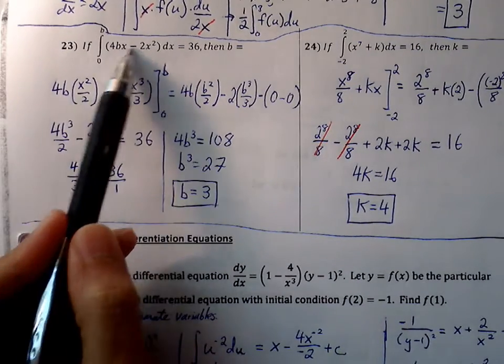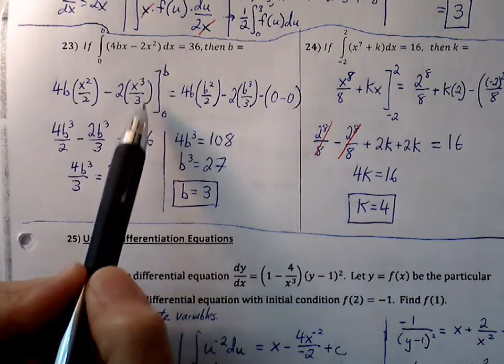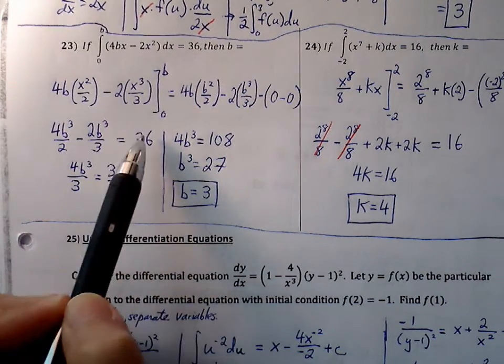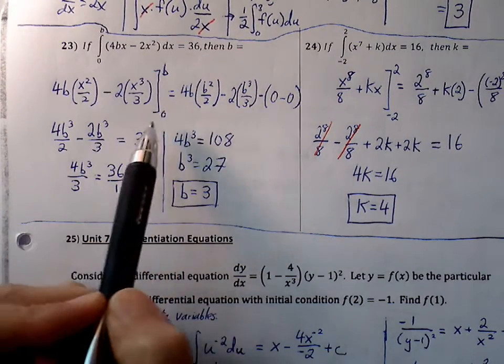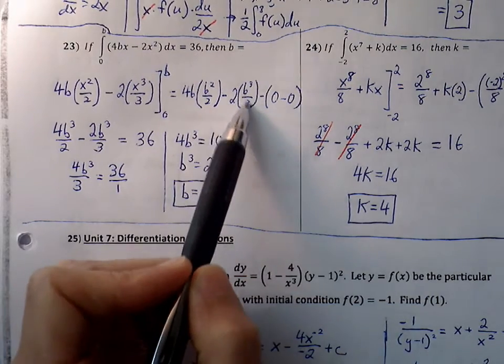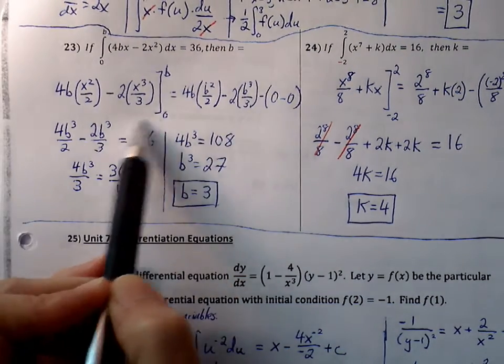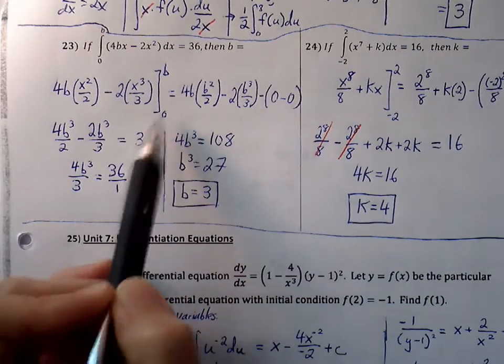Well, first off, power rule, x becomes x squared over 2, x squared becomes x cubed over 3, with the coefficients out in front. Let's plug in our upper bound followed by lower bound. Upper bound gets plugged in for x. We get 4b cubed over 2 minus 2b cubed over 3. And then the lower bound, in this case, a 0 is going to wipe everything out.